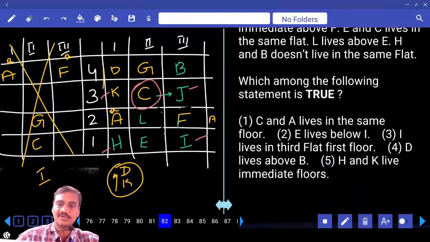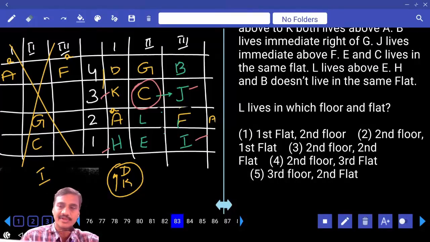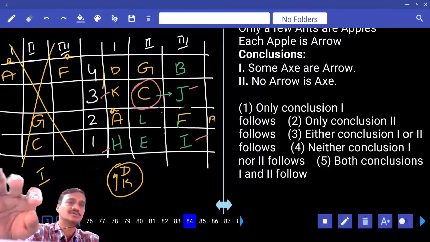And 82, which among the following is definitely true? C and A live on the same floor, that is false. E lives above I, that is again false. I lives in the third flat, first floor, definitely true. Choice 3, question number 82. Then 83, L lives on which floor and flat number? Second floor, second flat, that is choice 3, question number 83. Then 84 onwards, they are based on syllogisms.